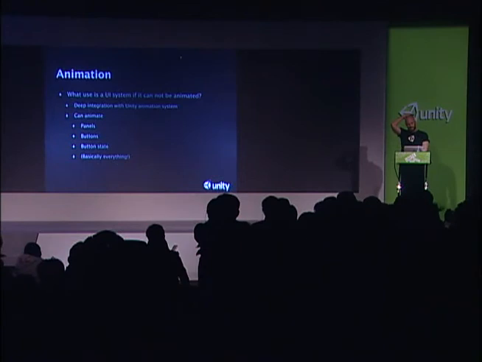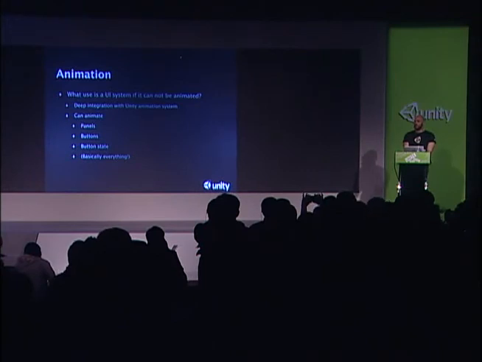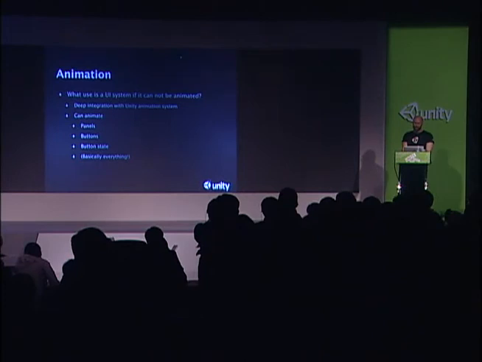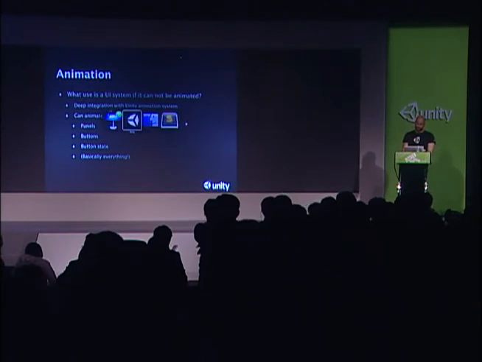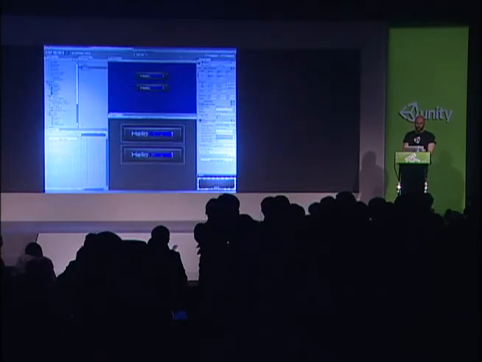Now let's talk about animation. One thing we really wanted to do with the system was provide an integration with Mechanim so that you can do much more than the standard events like color tint and sprite swap. So in this GUI system, what can be animated? Basically anything. Things like panels, buttons, button state, anything you define in your own custom scripts, you can animate them using Mechanim and they should just work. So let's have a quick look at a scene where we do this.